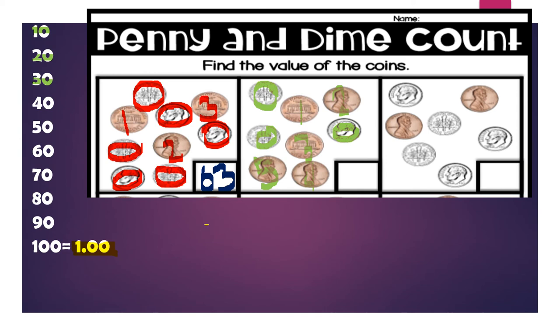So let me see, 30, and if you have 5, your total is 30, 31, 32, 33, 34, 35. So what is your answer? Very good. You do have 35 cents.